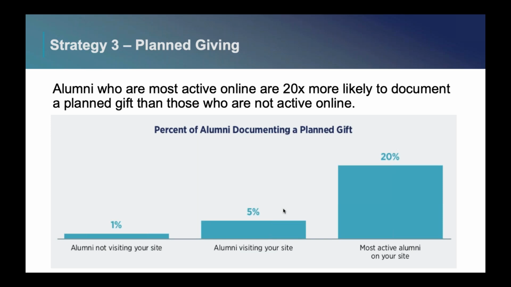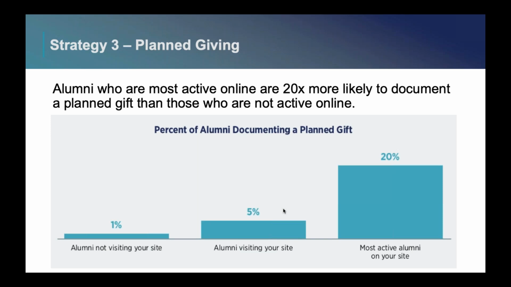On the bottom left, you'll notice that alumni who do not visit the website document the institution in their estate plan at about a 1% rate. But then in the middle, you'll notice that alumni who visit the website, so simply the fact that they show up online, makes them 5 times more likely to document the institution in their estate plan.